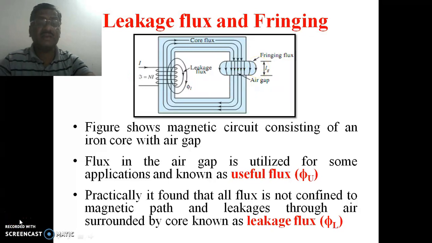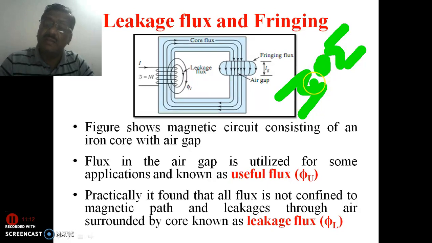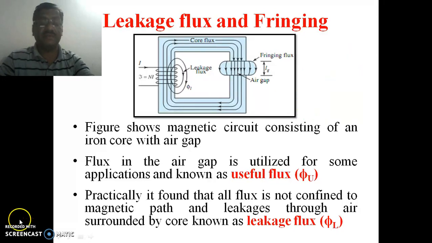Now the flux in the air gap is utilized for some applications, and generally it is known as a useful flux. Take the example of a DC generator or a DC motor. In that case, we have 2 magnets separated by some air gap, and here is a rotor, or the armature, which is rotating and will produce the electricity. The flux available inside the air gap is utilized for some purpose. That's why the flux available in the air gap is known as the useful flux, that is phi u.